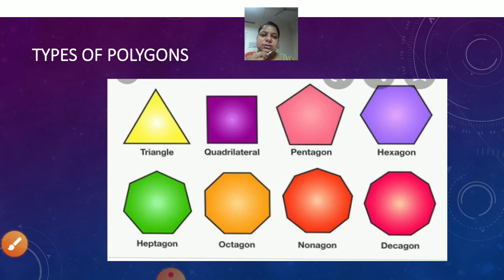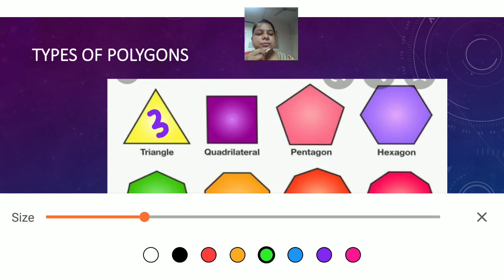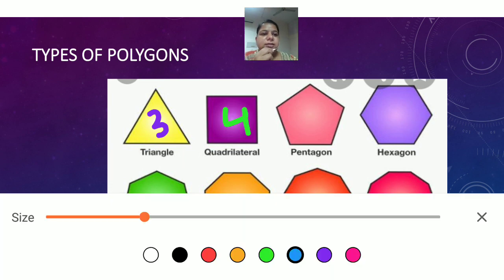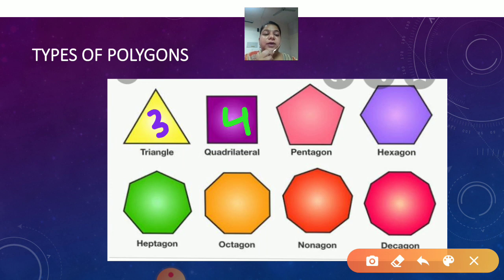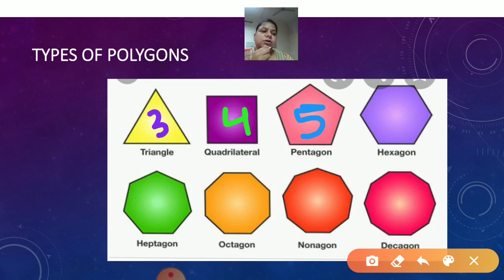Now a polygon having three sides is called a triangle. What is the name of the polygon with four sides? It is a quadrilateral. Then next is the name of the polygon with five sides. Here it is a polygon with five sides. It is called a pentagon. Next, the polygon with six sides is called a hexagon.